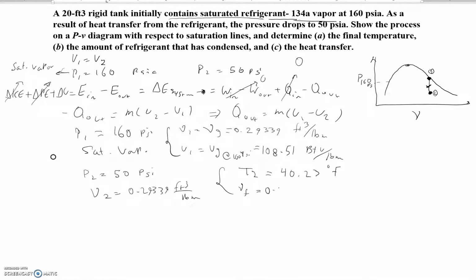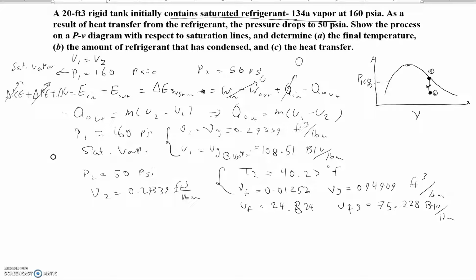So nu F is 0.01252, and nu G is equal to 0.94909, both of them cubic feet per pound mass. From the table, UF is equal to 24.824, and also UFG, which is the difference between the internal energies of gas and vapor and liquid, is 75.228 BTU per pound mass, right?